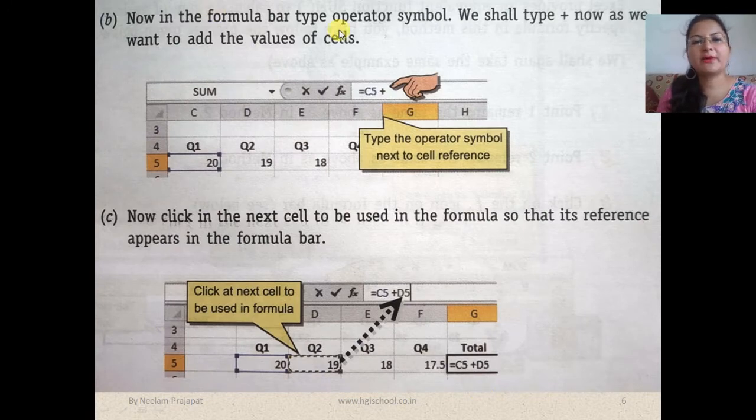Now in formula bar, type operator symbol. Then after that you have to write the operator, like here you have to add all 4 values, so you have to write plus symbol. Then you have to click on second cell. Got it? Automatically the cell address will appear here. Then you write plus symbol, then you again click on this cell, then you write this plus symbol, and again you click on this cell. Got it? And automatically all 4 values will be added and you will be able to see answer over here. Got it? For that you have to press enter.